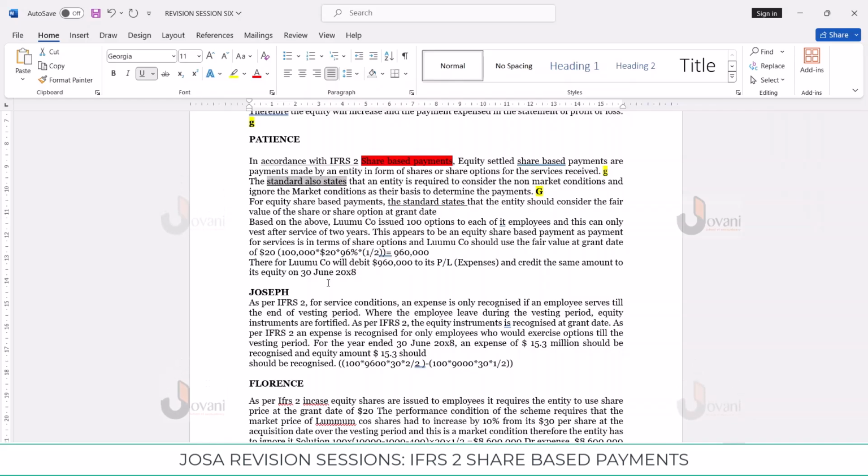"Where the employee leaves during the period, equity instruments are forfeited." Of course, this G can apply for all those, so I can put it here.